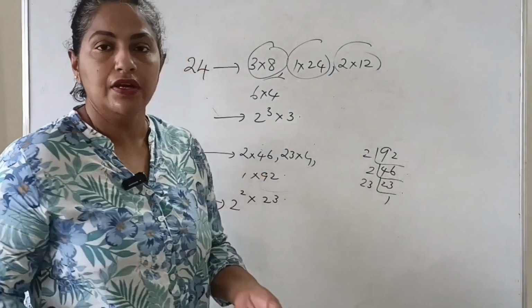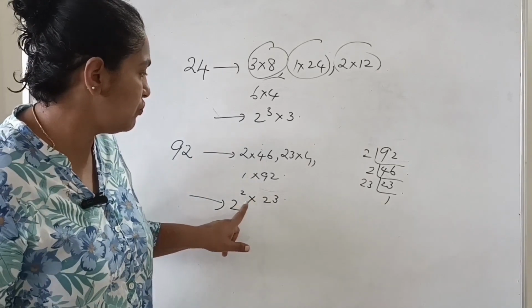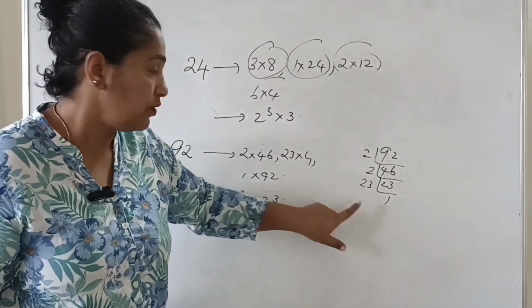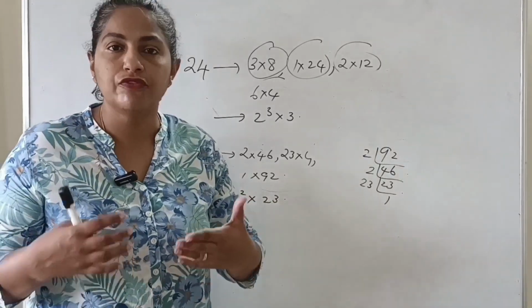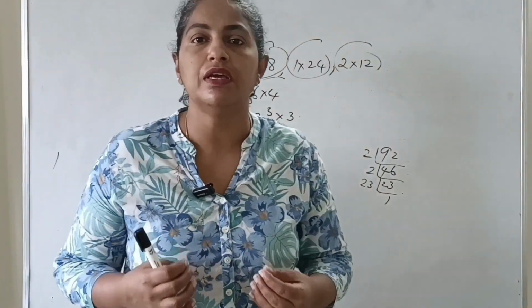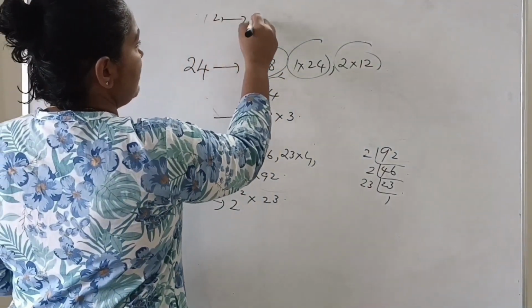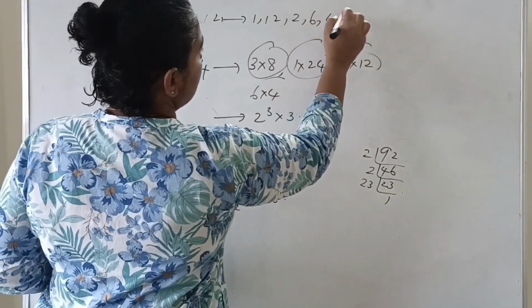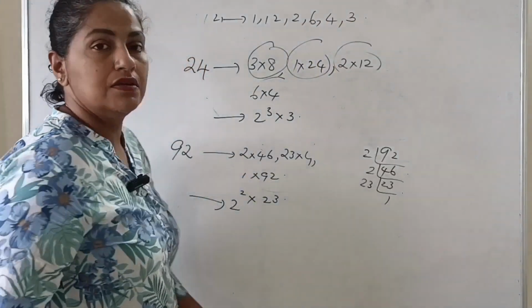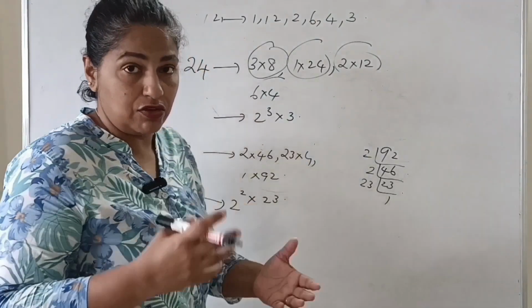Here I have taken another number, 92, and I have done the prime factorization. I will be getting 2 square into 23. Here it is a normal factorization. So normally if in your lower classes somebody asks you to write the factors of 12, for example, what do you say? You will say that it is 1, 12, 2, 6, 4, 3. Correct? These are the factors of 12.